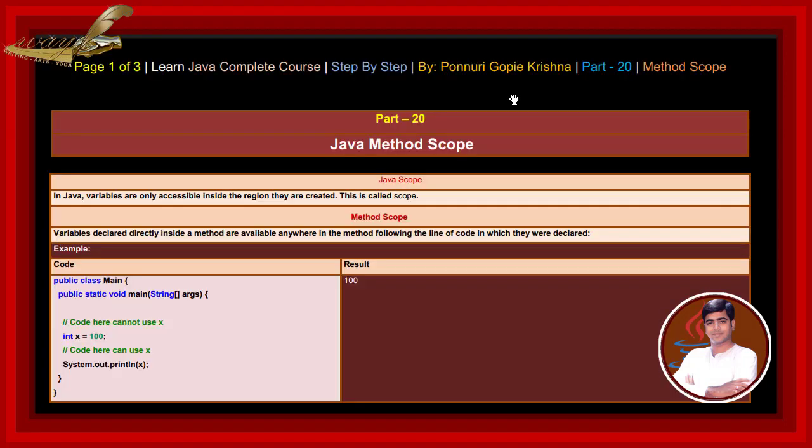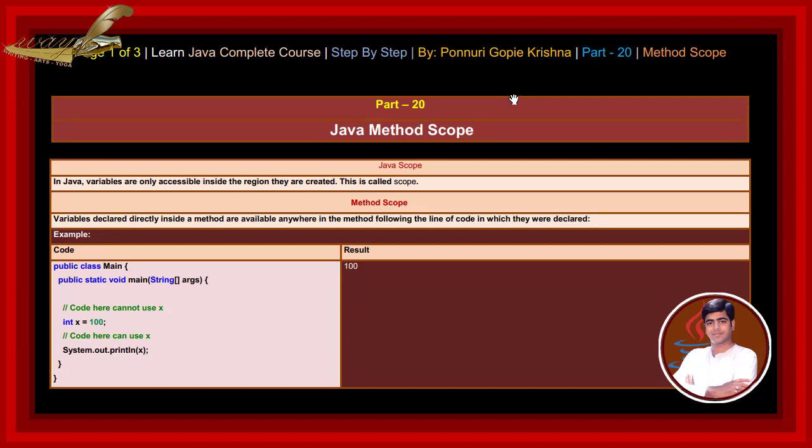In this session, let us learn about Java method scope. Java scope. In Java, variables are only accessible inside the region they are created. This is called scope. Method scope. Variables declared directly inside a method are available anywhere in the method following the line of code in which they are declared. See the example.